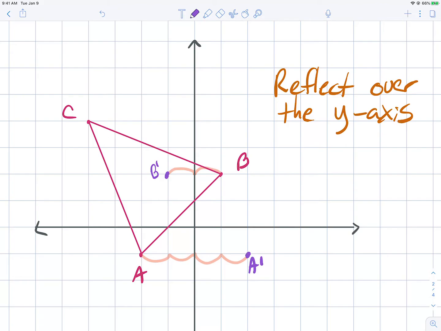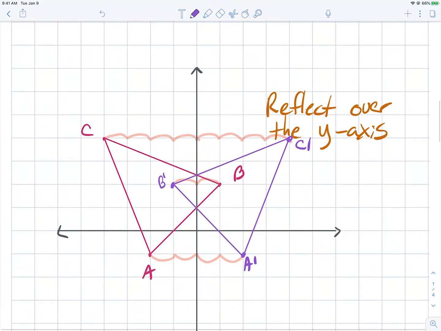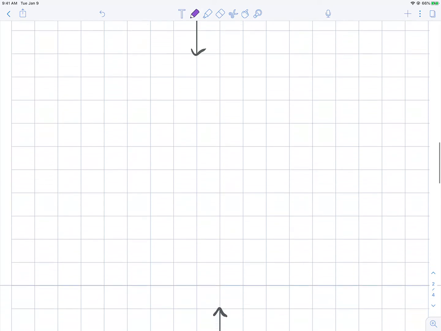We can do that. So C prime, it is 1, 2, 3, 4 away from our y-axis. So 1, 2, 3, 4 away. That is C prime. So if I connect my points, this is my reflection. So your reflections can overlap each other. That's okay, especially because some of them will go through the line of reflection.